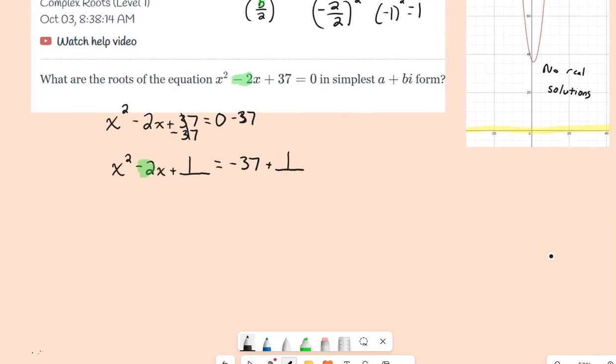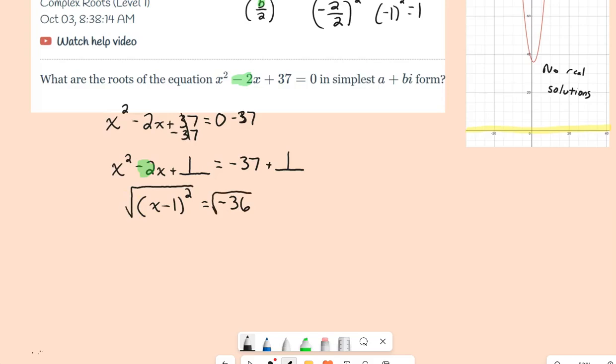All right, now let's take the perfect square trinomial here. That's going to be x minus 1 squared. If you square that, you're going to get x squared minus 2x plus 1. Then on the opposite side, let's simplify that. We've got -37 plus 1, which would be -36. So now we want to isolate x, so we're going to start by taking the square root of this side and taking the square root of the other side.